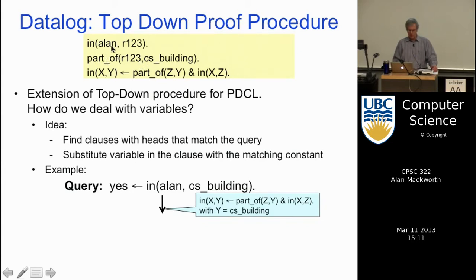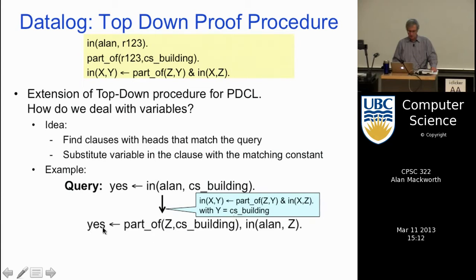It'll try to match with that, but Allen matches with Allen, but constants never match other constants. This is called the unique names assumption in Prolog. Everything that has a different name is a different thing in the world. There's a one-to-one mapping between names in the theory and things in the world. It's part of the semantics. So R123 cannot match CS building, so that will fail. So then you'll have to use this rule, and that will succeed in matching the head, right? Matching in X, Y with Y here bound to CS building.